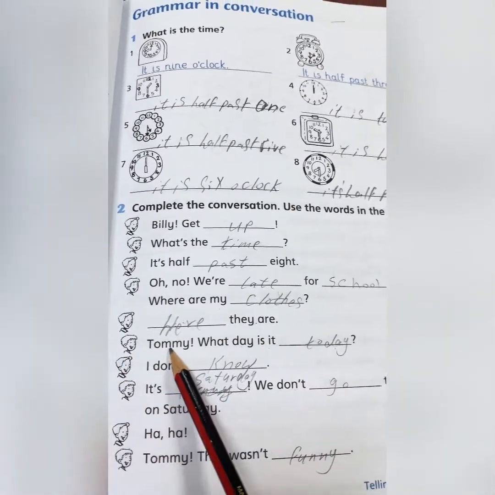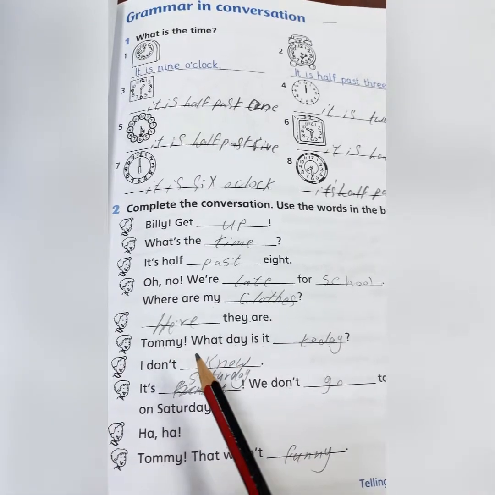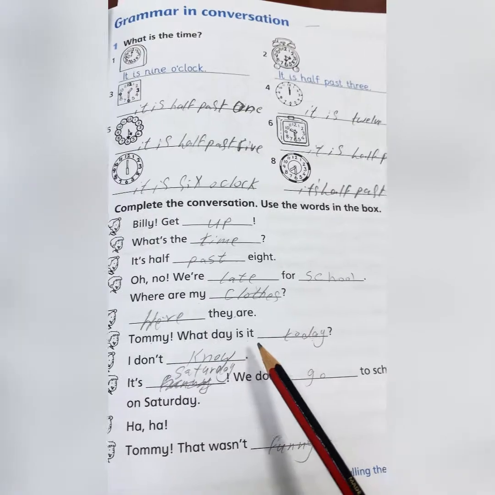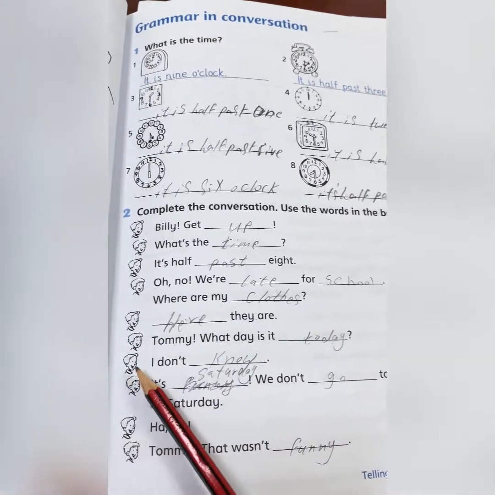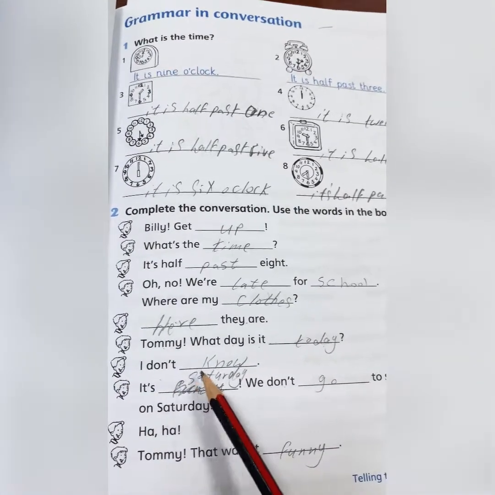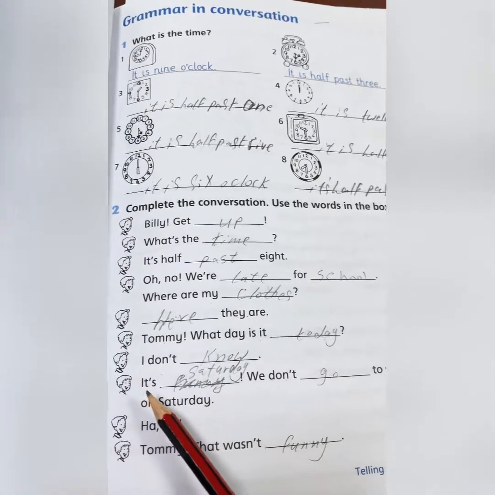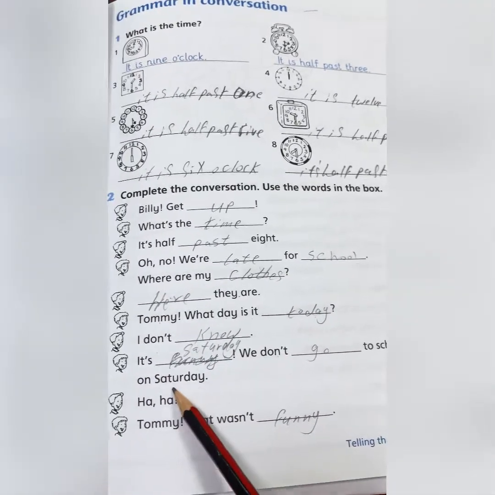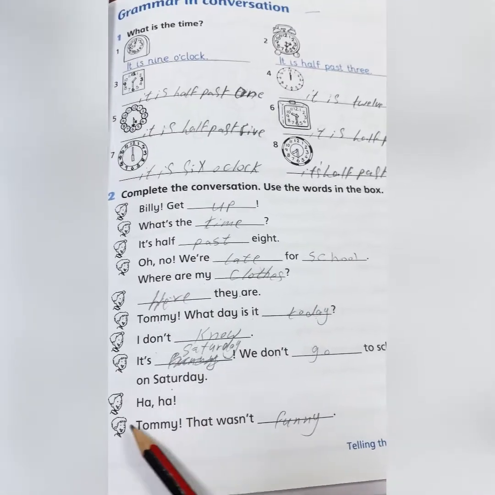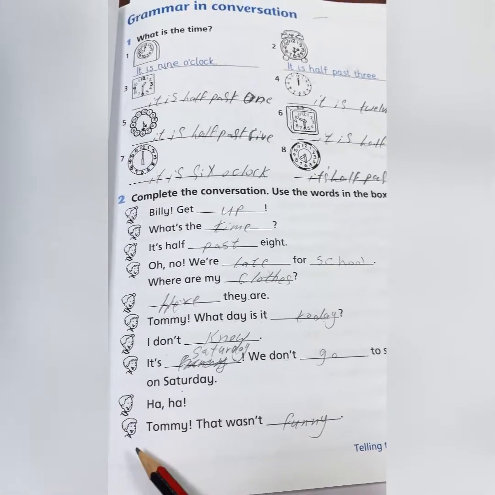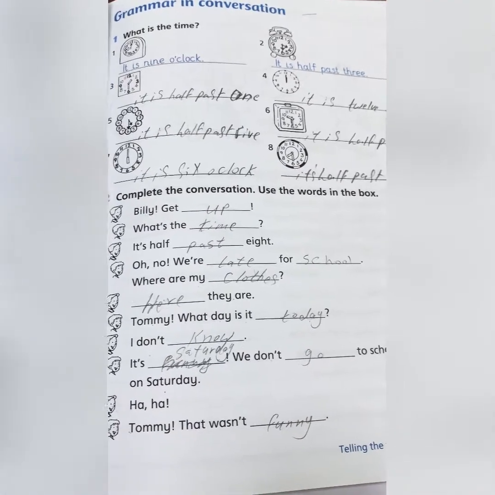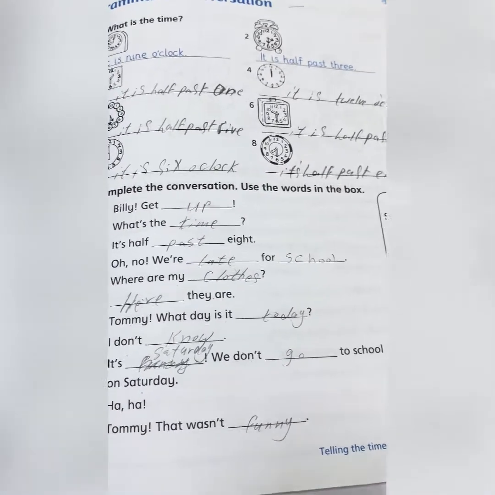Then Billy says to Tommy, Tommy, what day is it today? Then Billy says, I don't know. Then it says, it's Saturday. We don't go to school on Saturday. Then they laugh. Then Billy is laughing and Tommy is laughing. Then Billy says, Tommy, that wasn't funny.